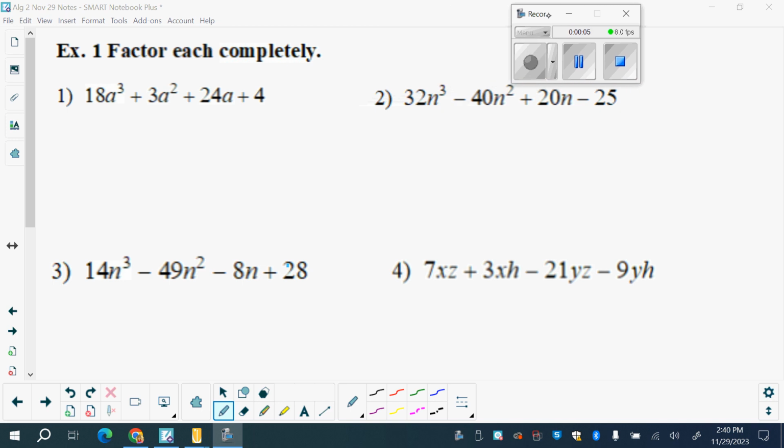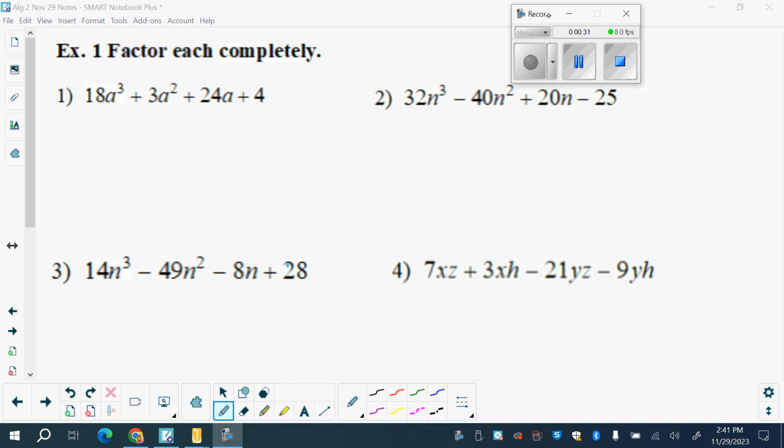Okay, so we are factoring. So how many terms in each of these? How many terms here? I heard a couple people say what it is. How many terms? 4 terms. Have we ever factored when there's 4 terms? No, we've never factored with 4 terms.